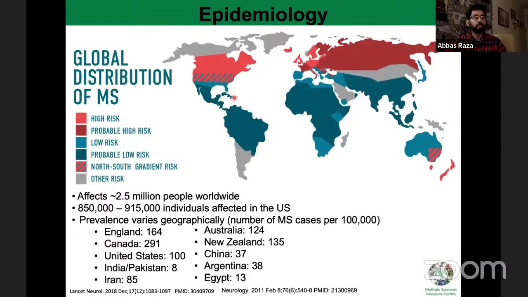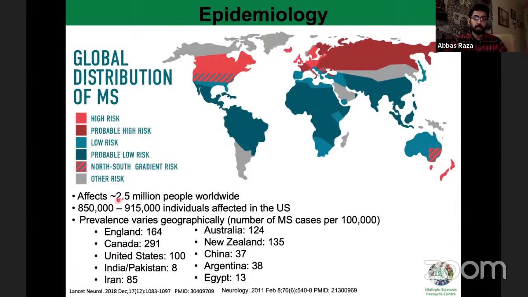But overall, if you just look at this graph, you can see most of the cases are found either in countries like the US or Canada or the European countries, or if you go further away from the equator, not just the north side, if you go in the southern hemisphere, even Australia and New Zealand, they have a high incidence of MS. And some of the countries, they don't have data available, so we don't know.